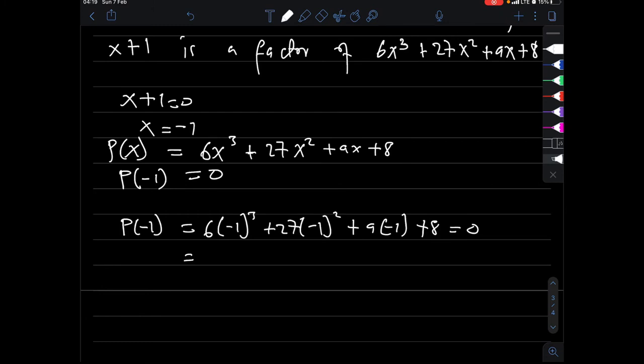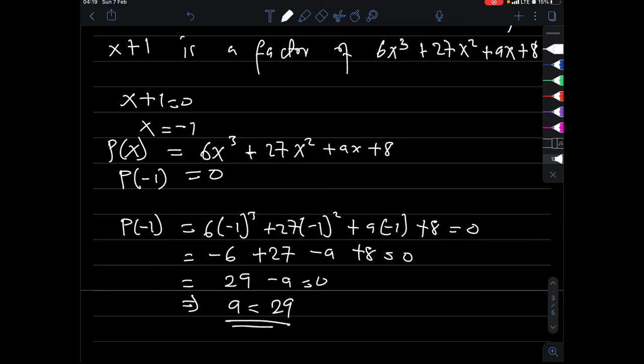Well, negative 1 cubed is still negative 1 times 6 is negative 6. Negative 1 squared is positive 1 times 27 is 27. A times negative 1 is negative a plus 8 equals 0. So at this stage, what you want to do is just do negative 6 plus 27 plus 8, and that should give you 29. So you have 29 minus a equals 0. This implies that a is actually equal to 29.